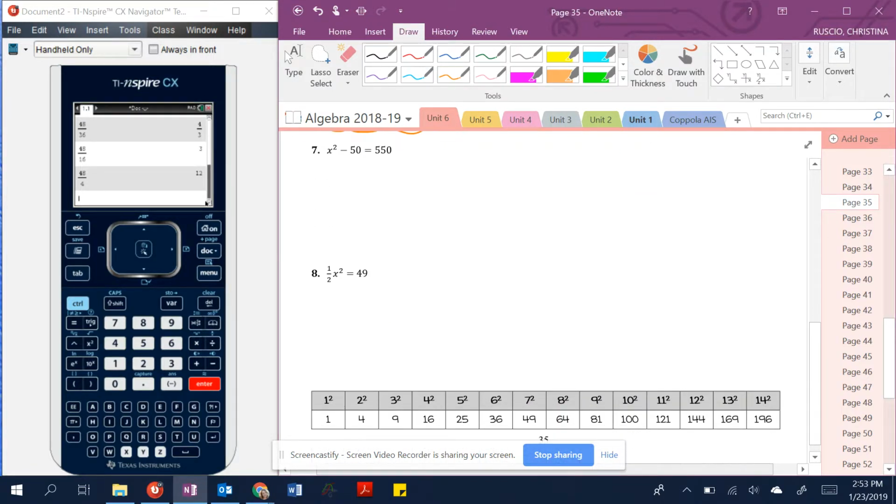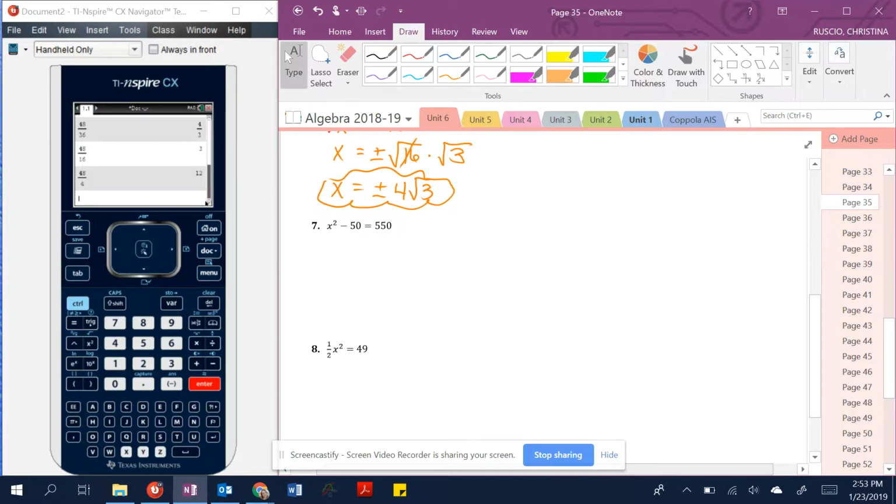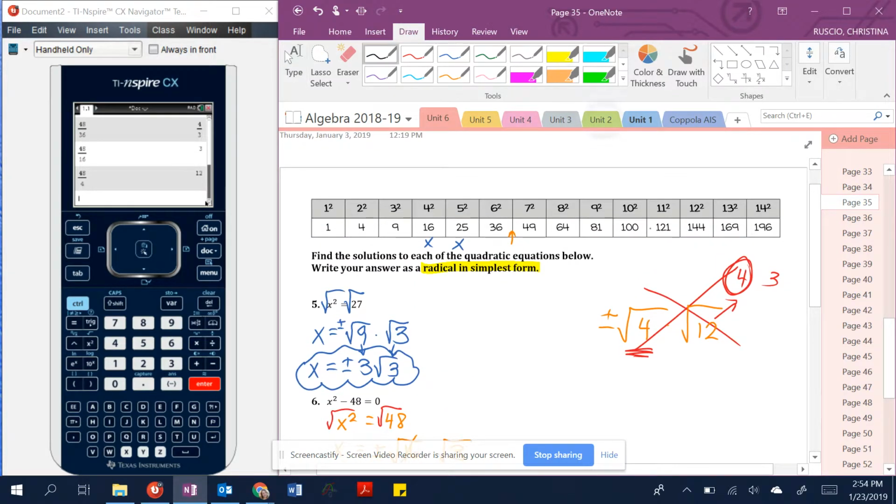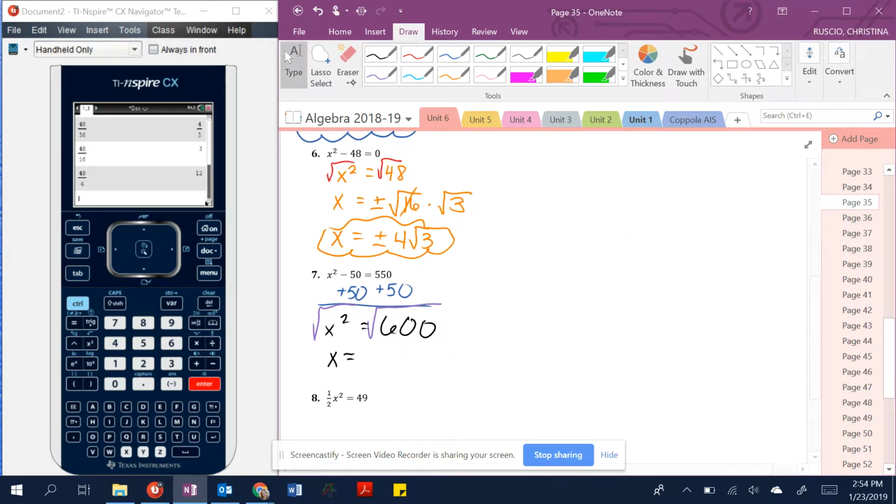All right, number 7. Here we go. 7 is x squared minus 50 equals 550. All right, so we're going to what? We're going to add 50 to both sides, right? That's when we'll get x squared is equal to 600. Holy cannoli, that is a large number. Let's think smarter and not harder here. 600 has 2 zeros. I feel like we're going to go with 100. Let's just try it and see where we're at.